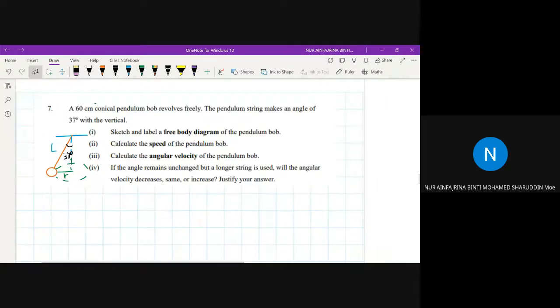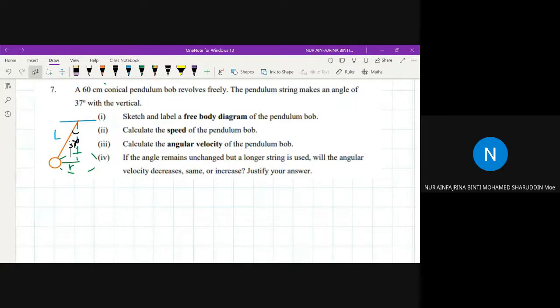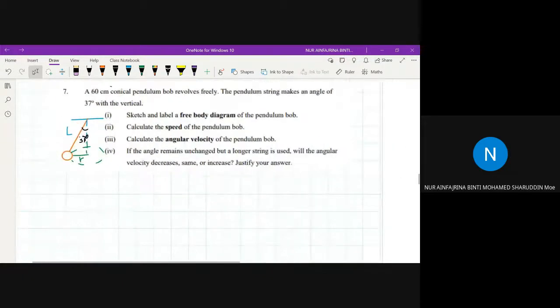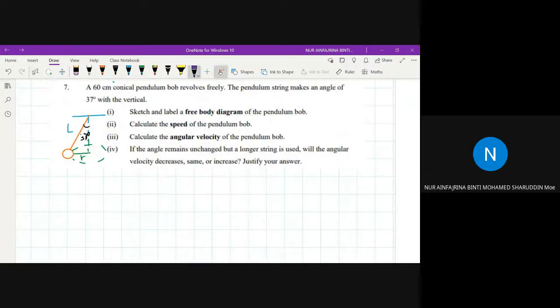Okay, now 7.1. Sketch and label a free body diagram of the pendulum bob. Okay, anyone? Macam mana nak lukis dia? Weight ke bawah, tension ke sana. Sana tu mana tu? Ke kanan atas. Ke kanan atas. Okay, so your weight is downward. Okay, remember you must use ruler to draw free body diagram. Macam Miss kurang mampu lah, korang tahu kan? Okay, so weight ke bawah and tension ke atas.